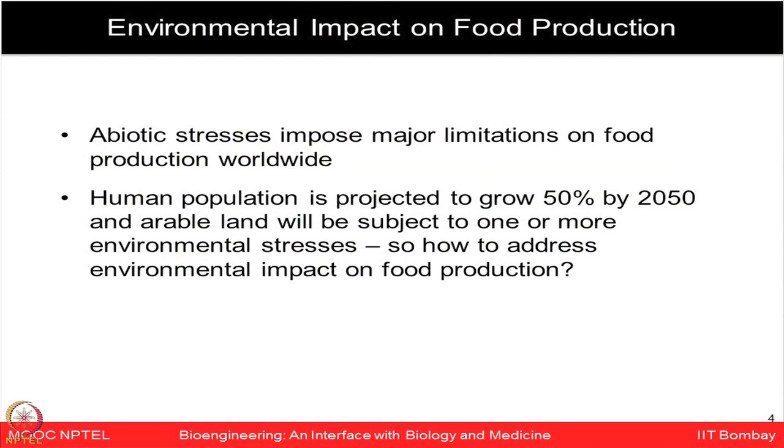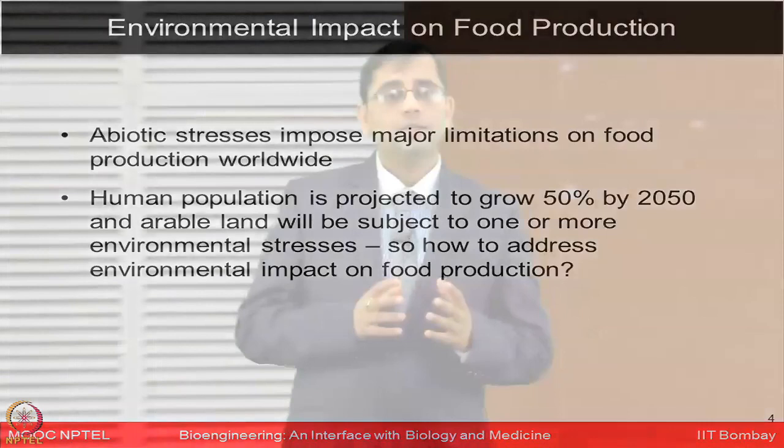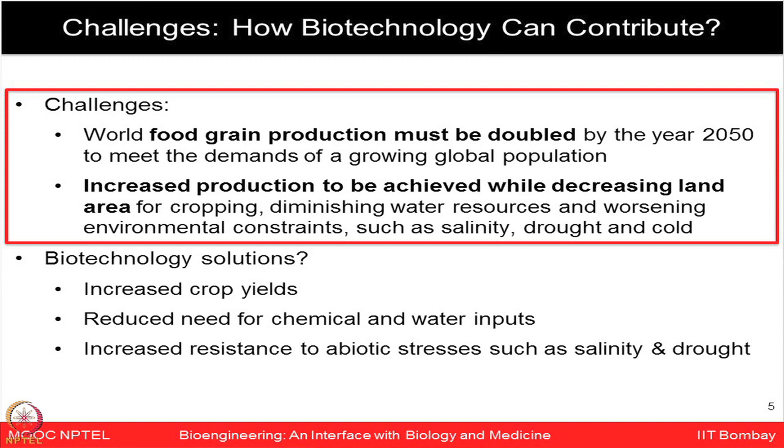If you think about the human population, which is projected to grow almost 50% by 2050, and the land which is being used for food crop cultivation is getting reduced over the period, and it is also getting subjected to various types of environmental stress conditions. So how are we going to address the environmental impact on food production? So we are facing many challenges globally.